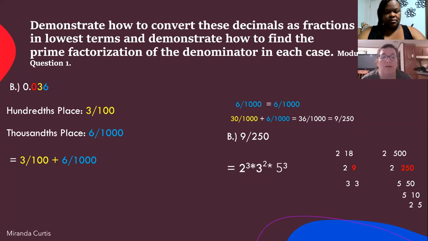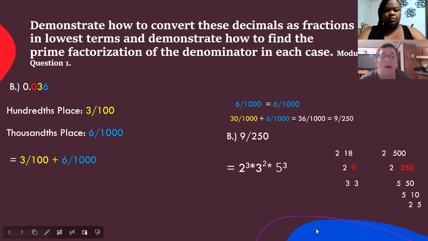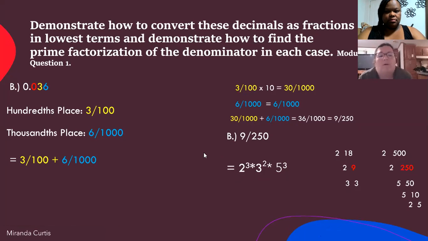And then we're going to go to the 6 in the thousandths place, and we're going to put 6 over 1,000. Now we are going to find the common denominator of both of them, which would be 1,000. So we're going to times 100 times 10, which will give that 1,000. And then we're going to times 3 times 10 gives us 30. So then we're going to have 30 over 1,000 plus 6 over 1,000 gives us 36 over 1,000.